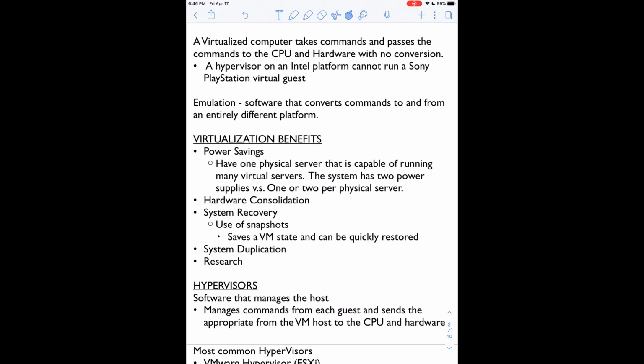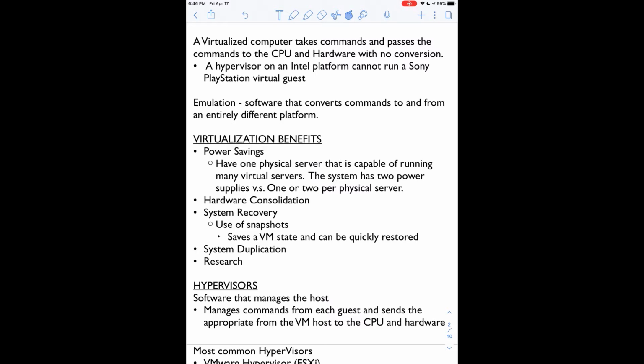So what are some of the benefits of virtualization? Let's start with power savings. Keep in mind, these systems are pretty beefy, and it's not unusual to see a physical server run 20 or 30 guest operating systems. If I were to break those 30 guests out, that would be 30 separate physical servers. That means 30 power supplies, maybe, depending on what size they are, maybe even up to 60 power supplies, RAM, CPU, etc. So power savings is huge. Hardware consolidation. Again, instead of having 30 servers, I can have one.